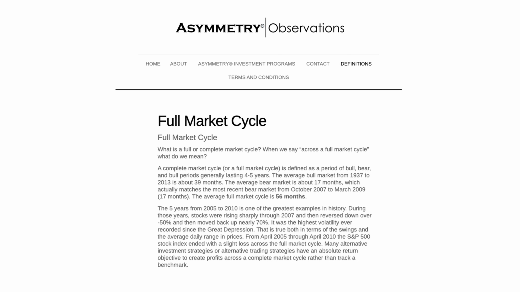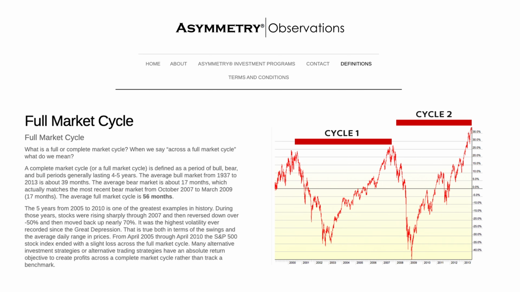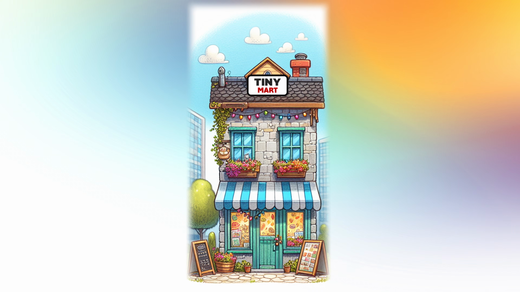According to the behavioral assessment company Asymmetry Observations, the average market cycle from bull market peak to bear market valley and back to bull market peak is 4.6 years. So the 10-year requirement means screened companies have performed well over a minimum of 2 market cycles, demonstrating their intrinsic strength. Step 2, $500 million market cap.